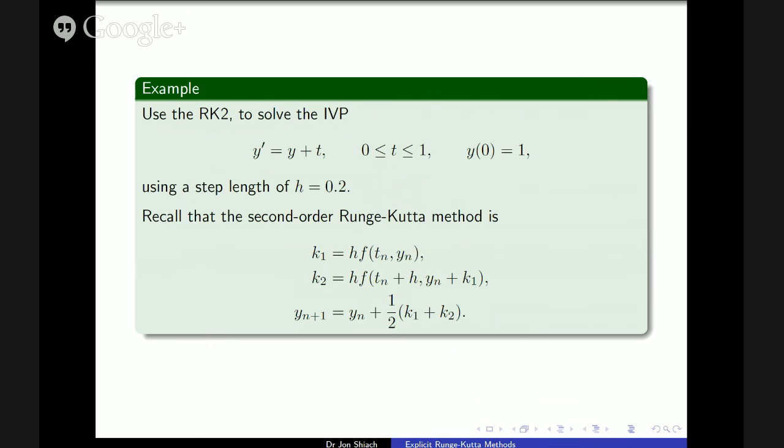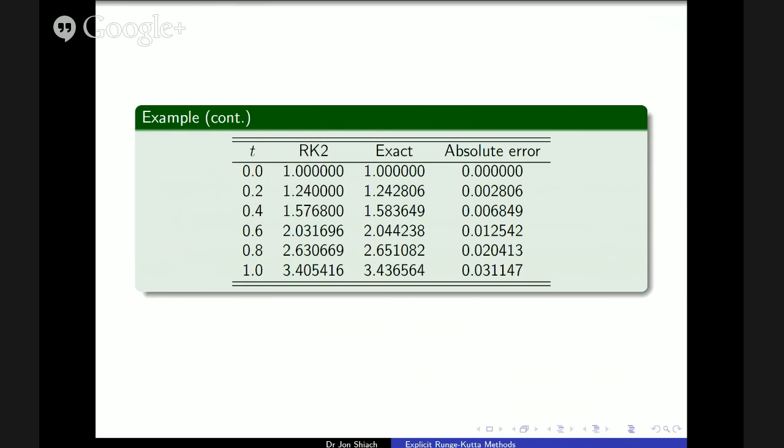And I'm going to use this method. I think I showed you this last time. And you get these solutions, t with a step length of 0.2. So we need 5 steps. This is the RK2 solution and here we have the exact solution. So you can see we do have some error. This column is simply the absolute difference between RK2 and exact. It's second order accurate. So if I was to reduce the value of h by a half, the error should be reduced by a quarter, because we have a second order method.